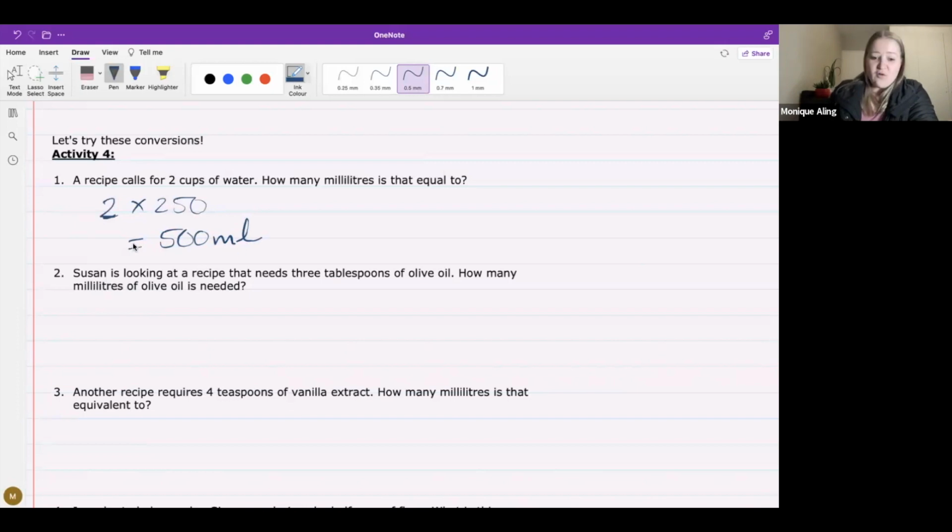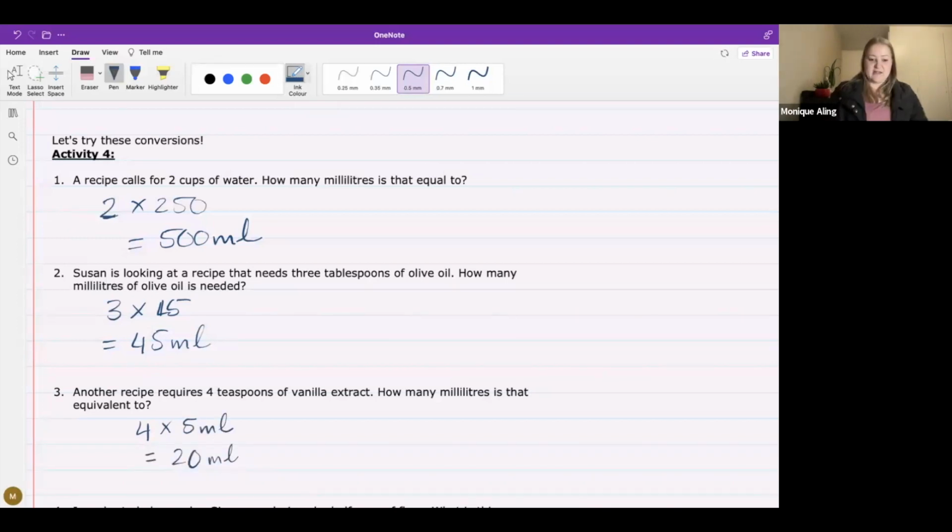3 tablespoons of olive oil is what in milliliters? Fantastic. So 3 tablespoons. A tablespoon is 15. So it is 45 milliliters. 4 teaspoons of vanilla extract. How many milliliters is that equivalent to? Good. You can see the right answer coming through already. 4 times by 5 mils, which gives you a total of 20. Good.